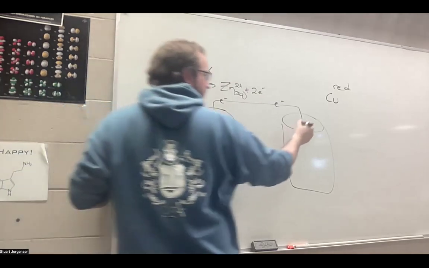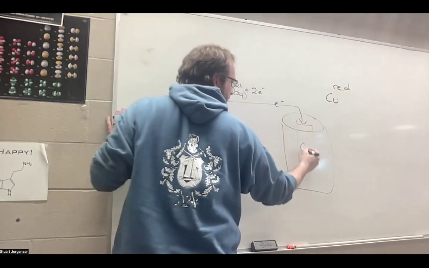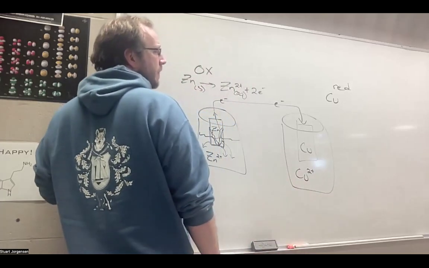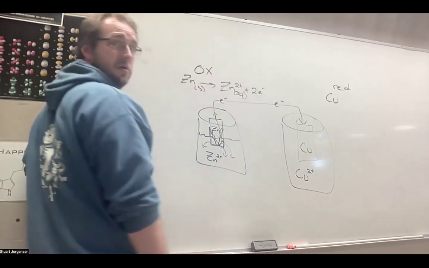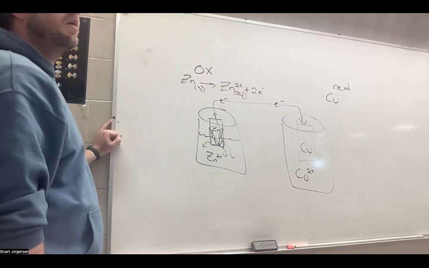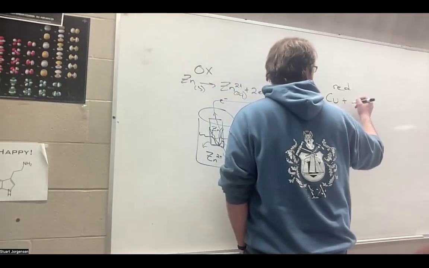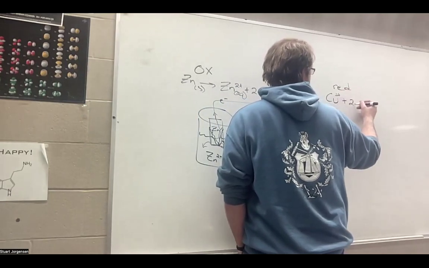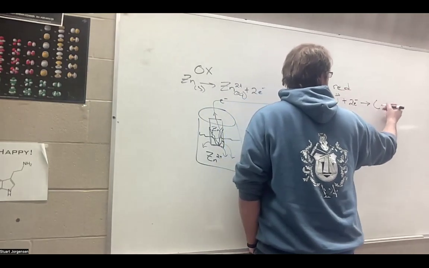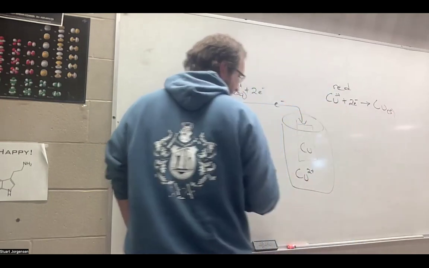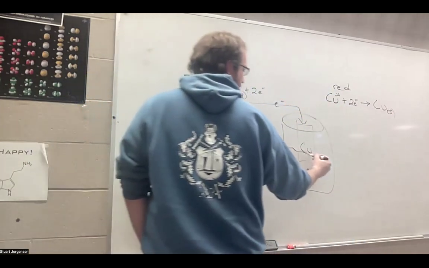What's happening in the other beaker? You've got copper. We've got copper 2+ floating around. Copper is getting reduced, gaining 2 electrons to turn into solid copper. Where's the copper 2+ going to come from? The aqueous solution.